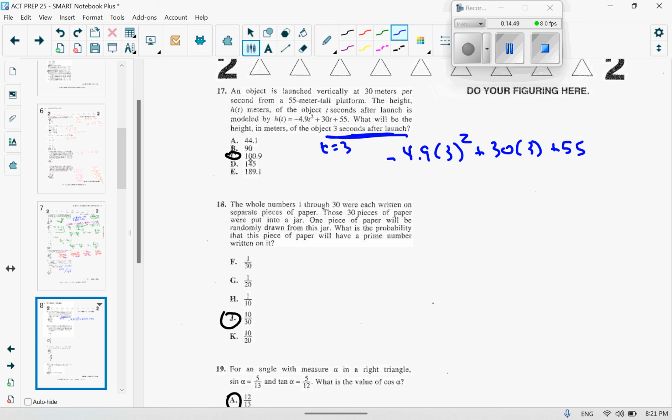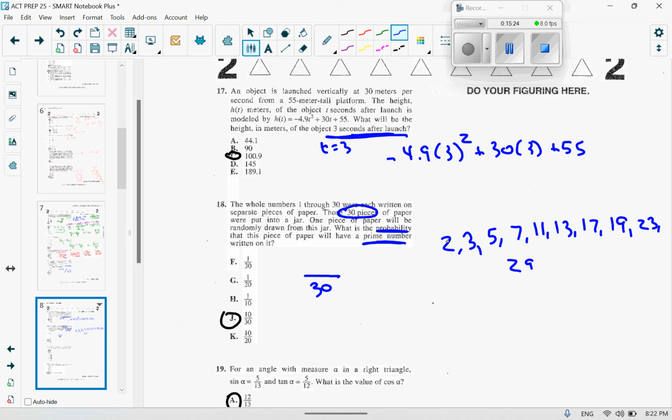Okay, probability it's a prime number. There are 30 pieces, so my denominator is going to start as 30, and I just need to figure out how many prime numbers there are. So we have 2, 3, 1's not a prime number, 4 is not a prime number, 5 is a prime number, 6 is not, 7 is, 8 is not, 9 is not, 10 is not, 11, 13, 17, 19, 23, 29. So that's 1, 2, 3, 4, 5, 6, 7, 8, 9, 10 prime numbers. 10 out of 30, aka letter J.